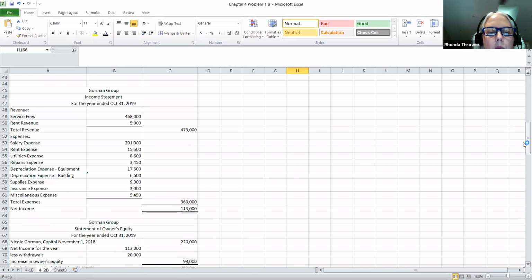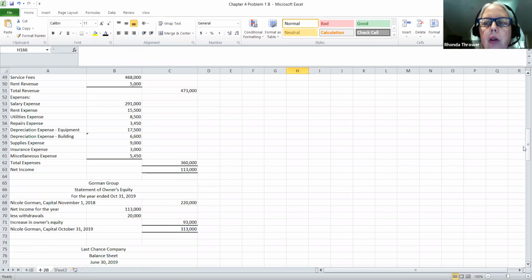So the next statement that we need to prepare is the statement of owner's equity. And the statement of owner's equity, again, is prepared for a period of time. We're going to start from the beginning of that period of time and go all the way to the end of the period of time and collect everything that's happened to the owner that would affect the owner's worth in the business. So the statement of owner's equity, in this case, is going to be prepared for a whole year. The beginning of the year started on November 1st, and ended on October 31st, the end of the year.